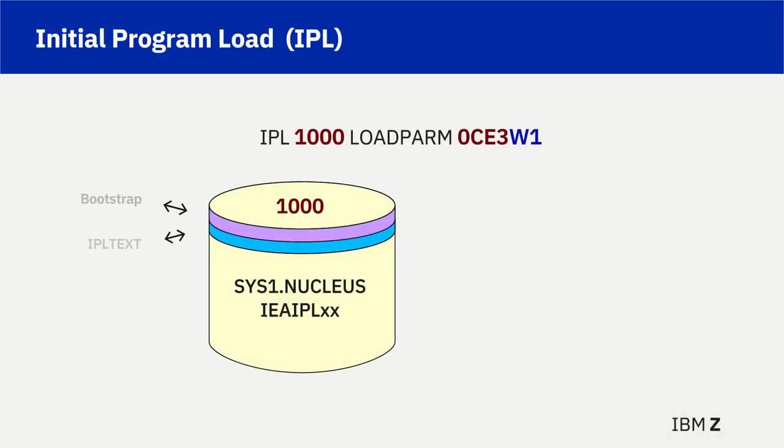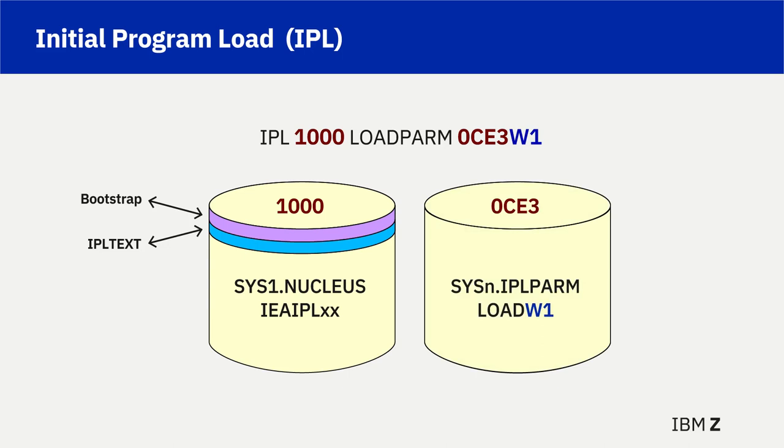In the example shown, the IPL text on the IPL device at disk address 1000 references the SYS1.NUCLEUS dataset name containing additional IEAIPLXX modules required to continue with initialization. The load parm device at disk device address 0CE3 contains a dataset name with a member name that begins with LOAD and the W1 suffix. The IPL process requires the IPLPARM dataset name with a high-level qualifier of SYSn, where n is 0 through 9.